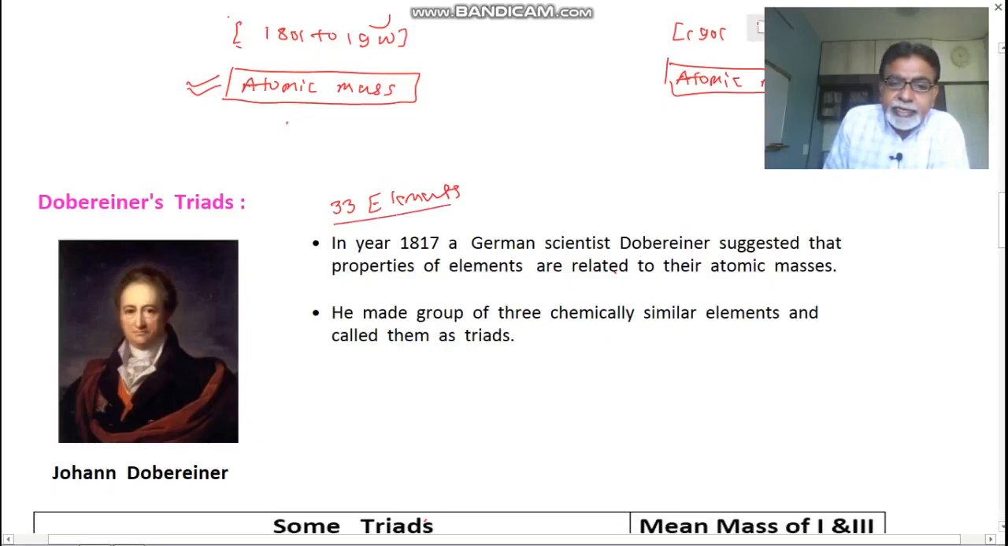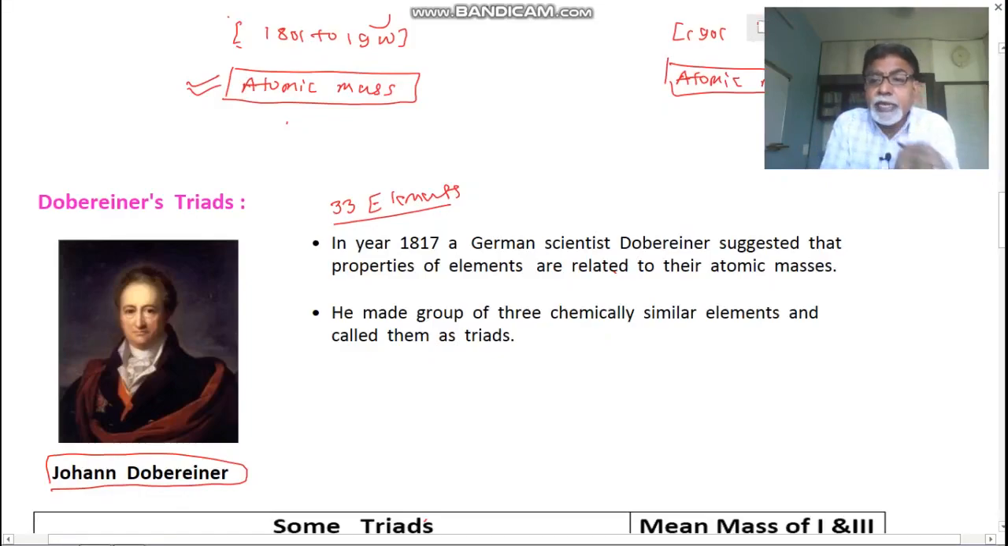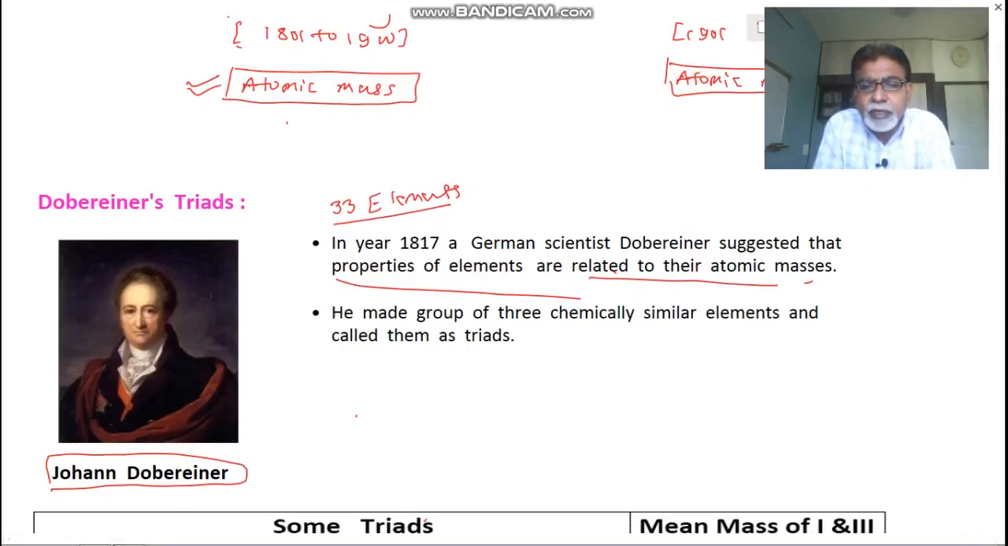And one scientist, John Dobereiner, this was the scientist who classified elements at first. What he did, he also suggested that the properties of elements should be related to what? Their atomic masses. It should be related to their atomic masses. Just I have told you that at that time atomic mass was considered as fundamental feature of the element. मग त्याने तेच सांगितलं की atomic massशी property related करा.